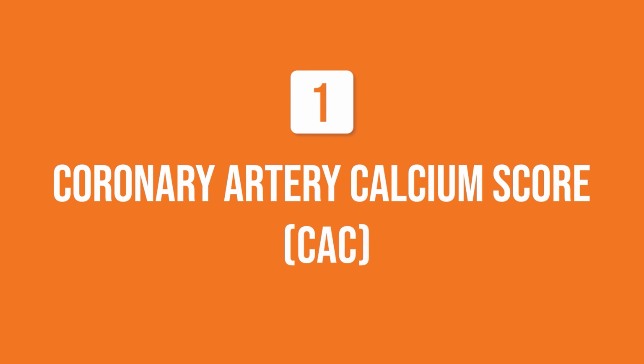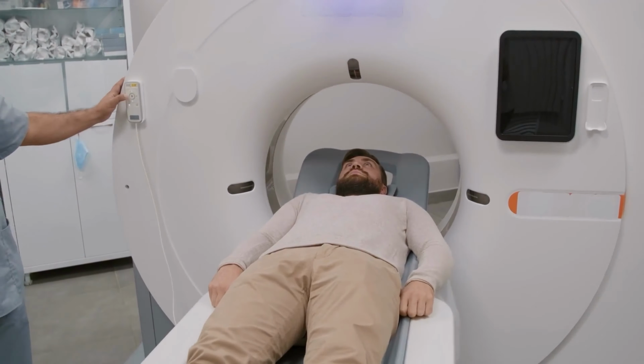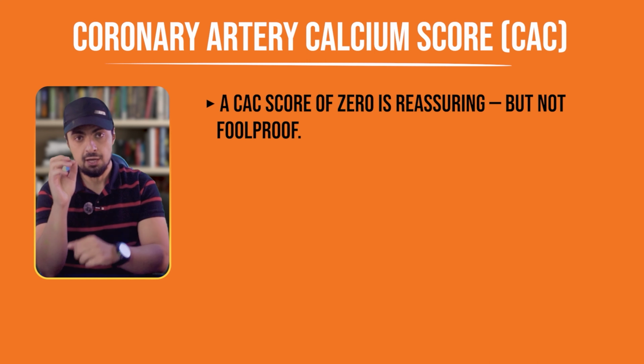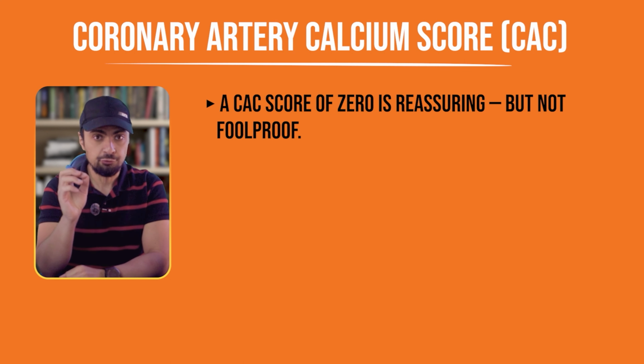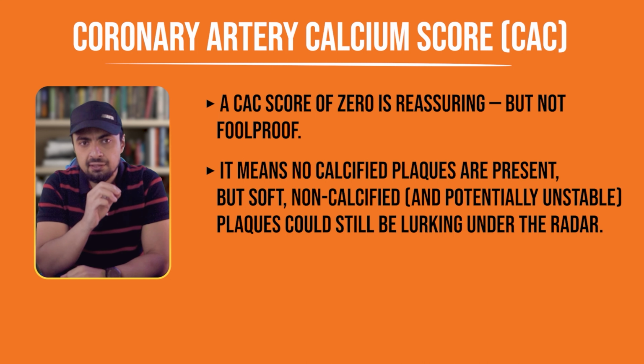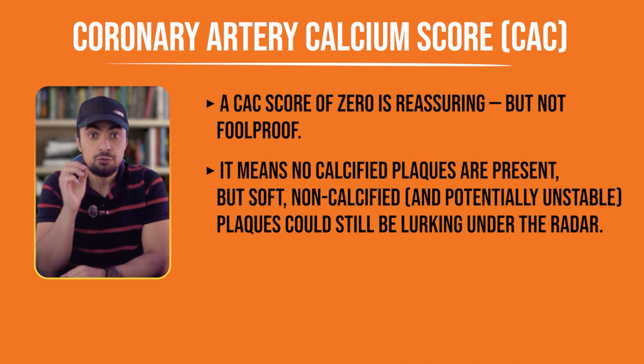The number one imaging tool that we have is the coronary artery calcium score, CAC. This is a non-invasive CT scan that detects calcium buildup in the coronary arteries. A CAC score of 0 is reassuring, but not foolproof. It means no calcified plaques are present, but soft, non-calcified, and potentially unstable plaques could still be lurking under the radar. It's best used as a risk assessment tool, especially in asymptomatic individuals.